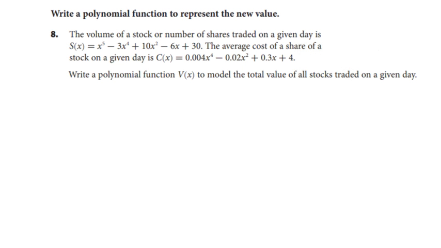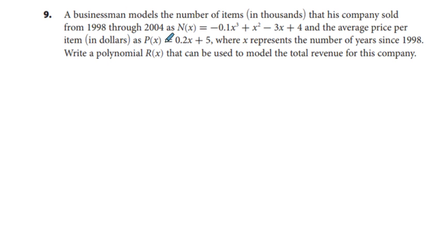Okay, next, we're getting these word problems here. We're going to problem 9: a businessman models the number of items, in thousands, that can be sold in 2004, and the average price per item. And so what we want to do is model the total revenue.